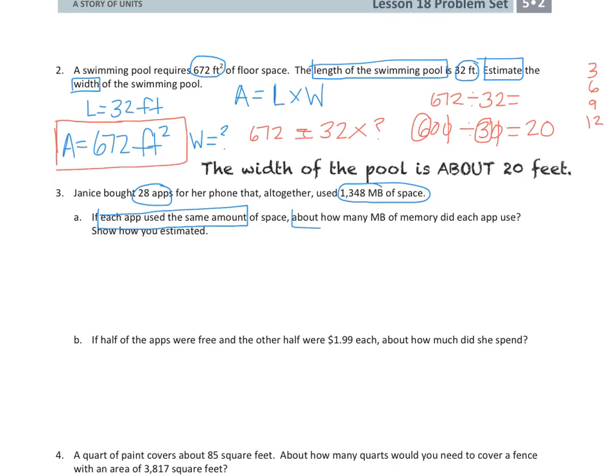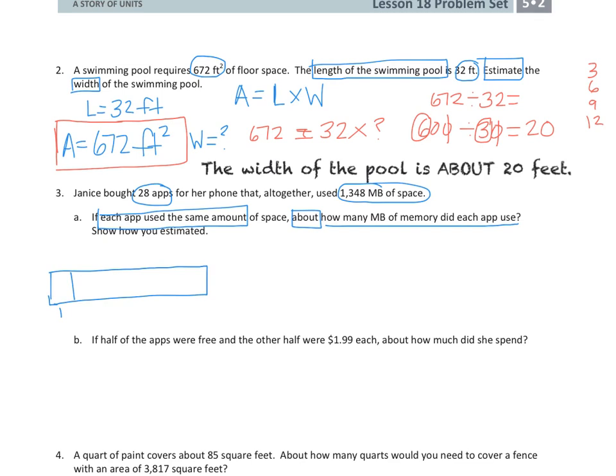About, that's super important, we're not finding, we're estimating, about how many megabytes of memory did each app use. Show how you estimated. So we're not doing final answers, we're only estimating. So let's go ahead and visualize this with the tape diagram. We're going to say this whole tape diagram represents the 28 apps that she bought.